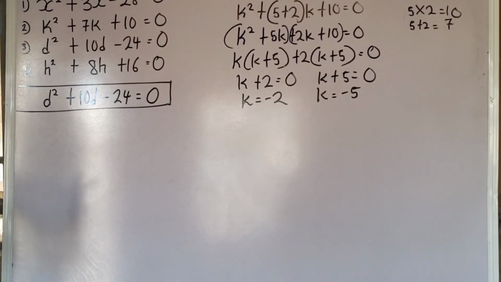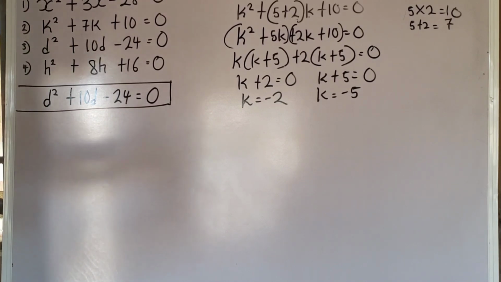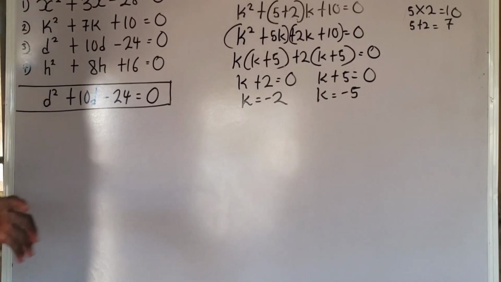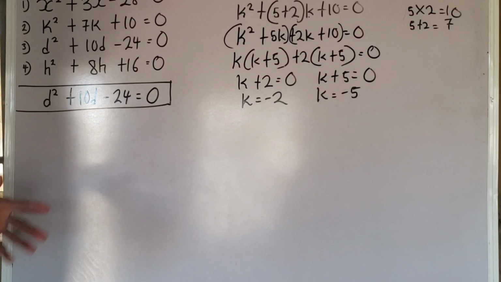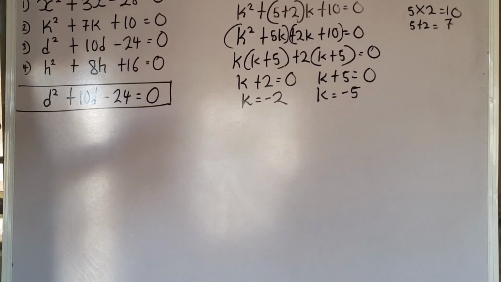Don't forget, since a is unity, please, I want you to understand this thing. When I say a is unity, it means that a is 1. That is the coefficient of d squared. So if a is not 1, there are some important steps that you have to take before you begin to calculate. We are still coming there. But we are dealing with a quadratic equation where a is unity, where the coefficient of the highest power of the unknown is 1. That is what I mean by a being unity.